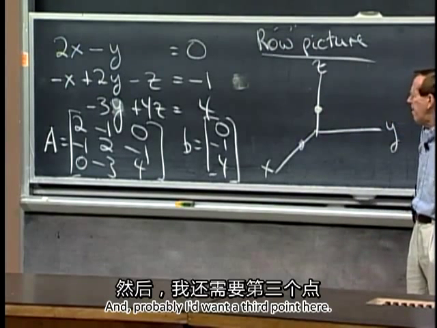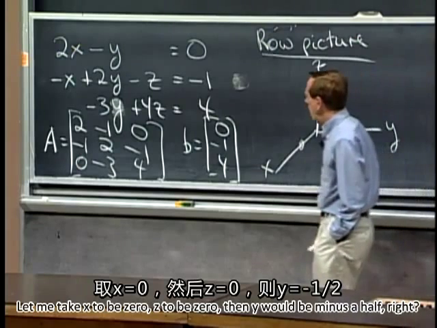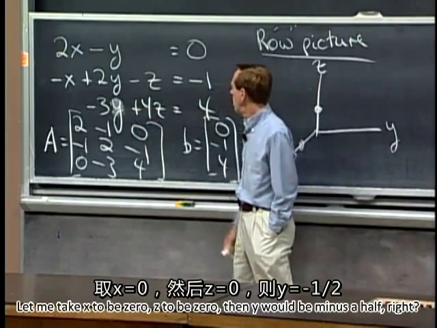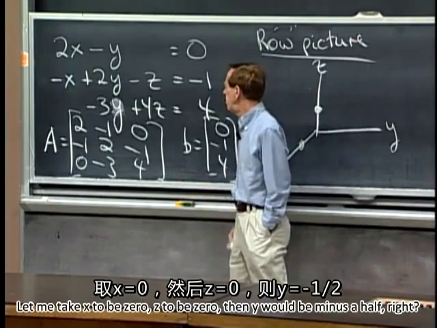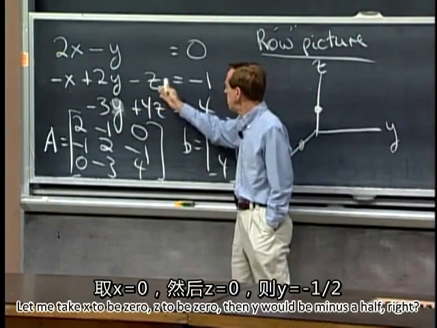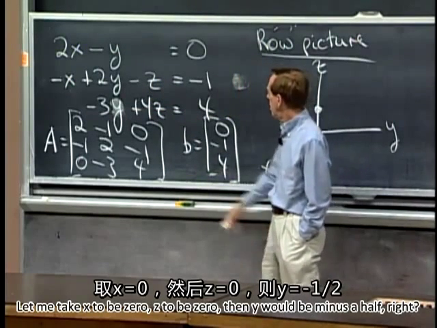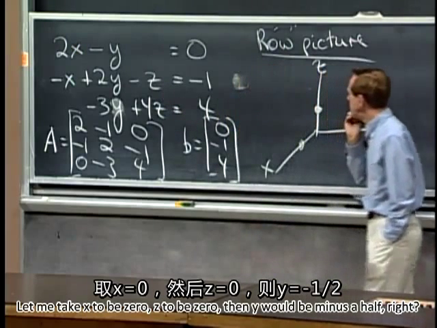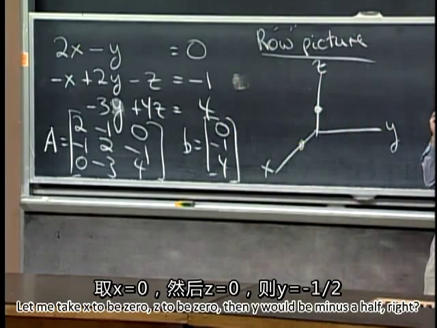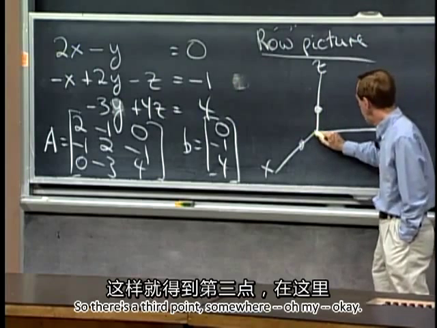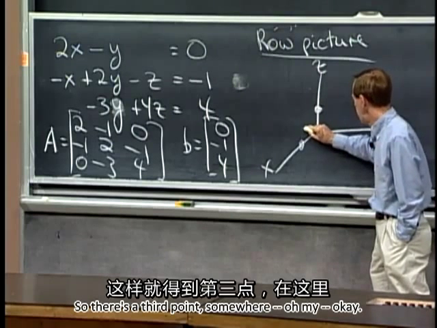And probably I want a third point here. Let me take x to be 0, z to be 0. Then y would be minus a half, right? So there's a third point. Somewhere, okay.